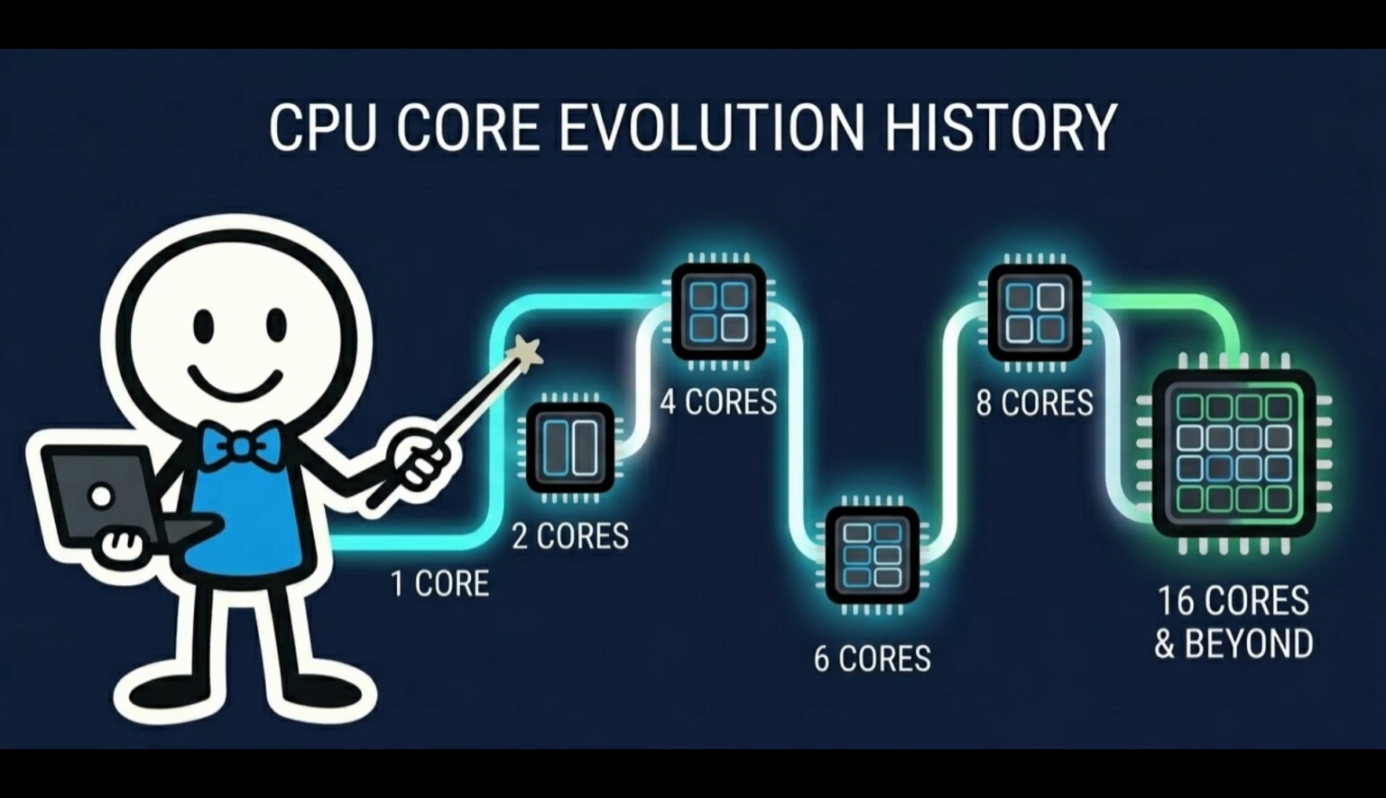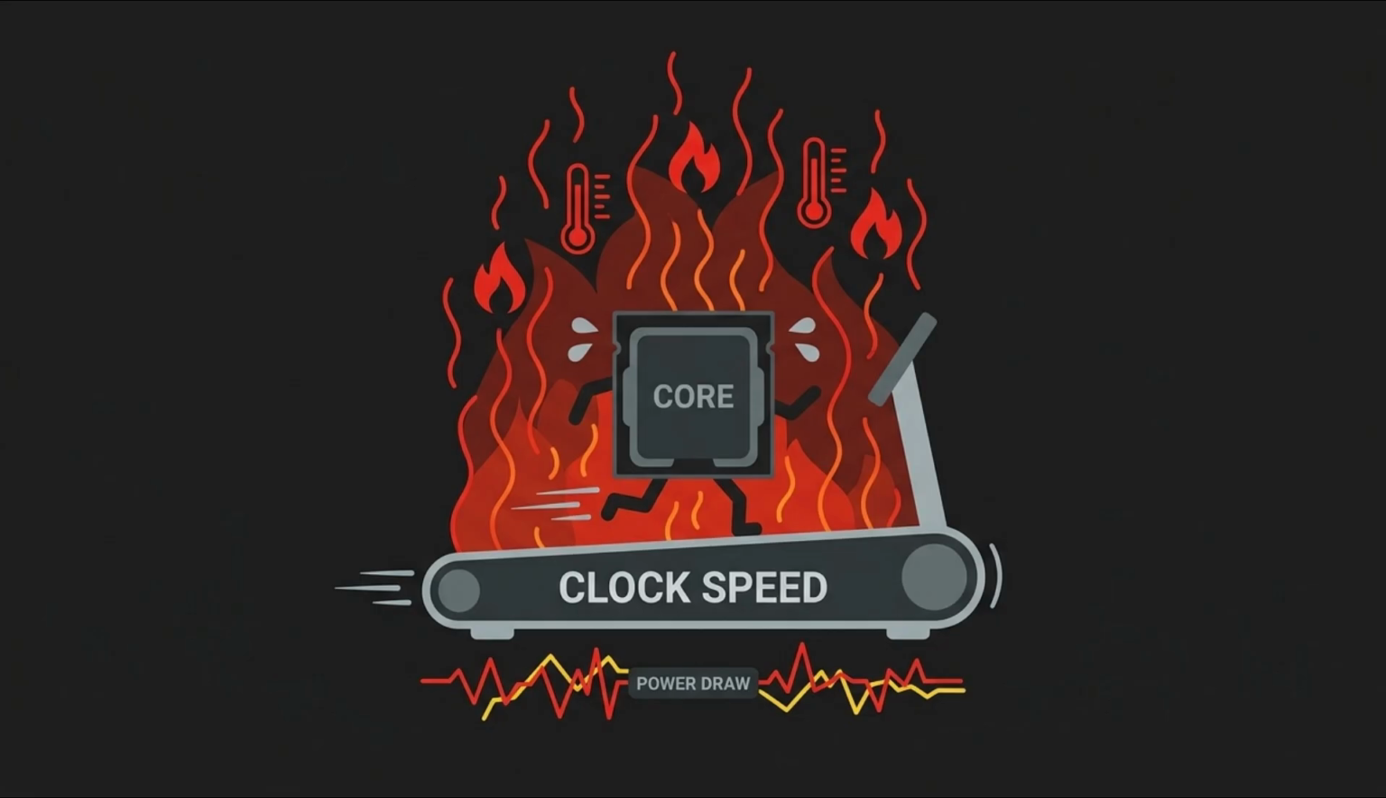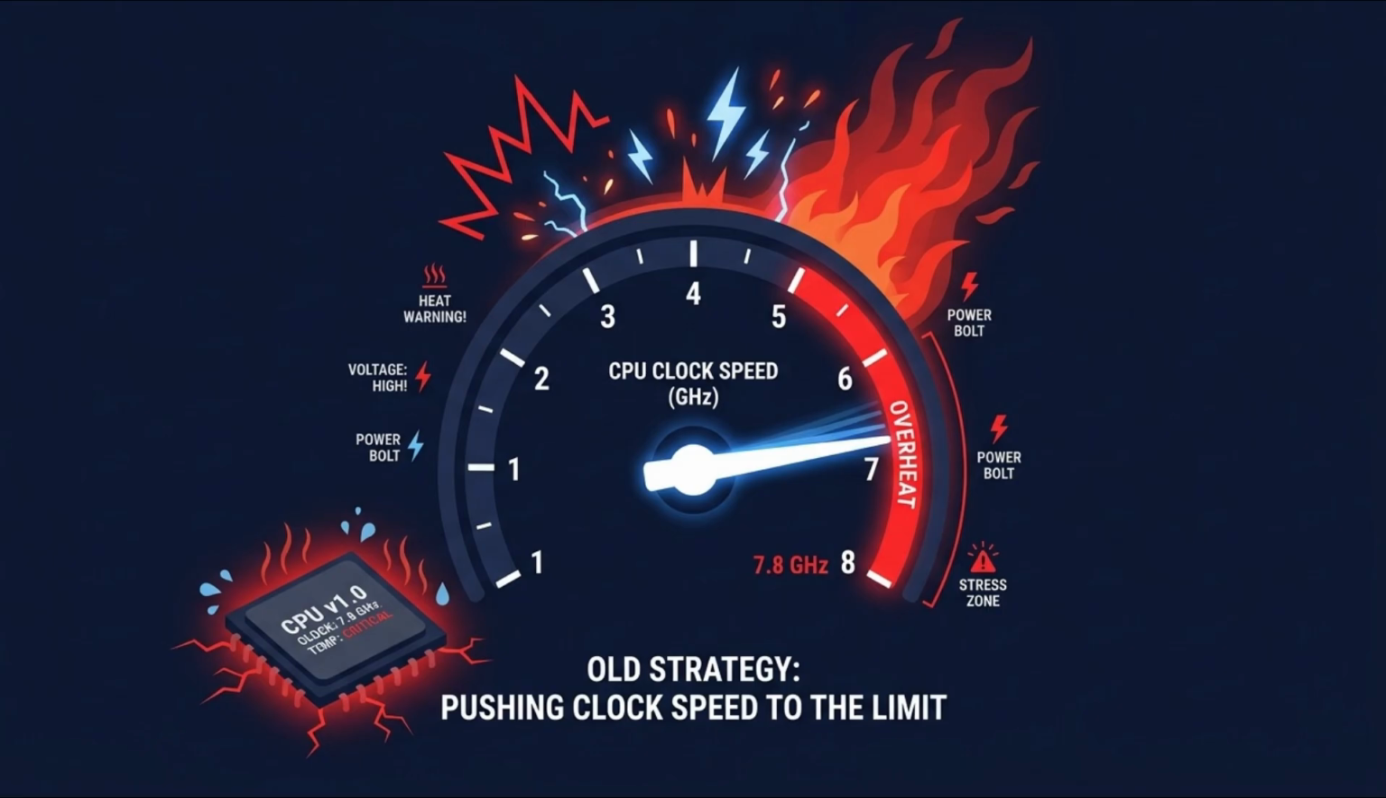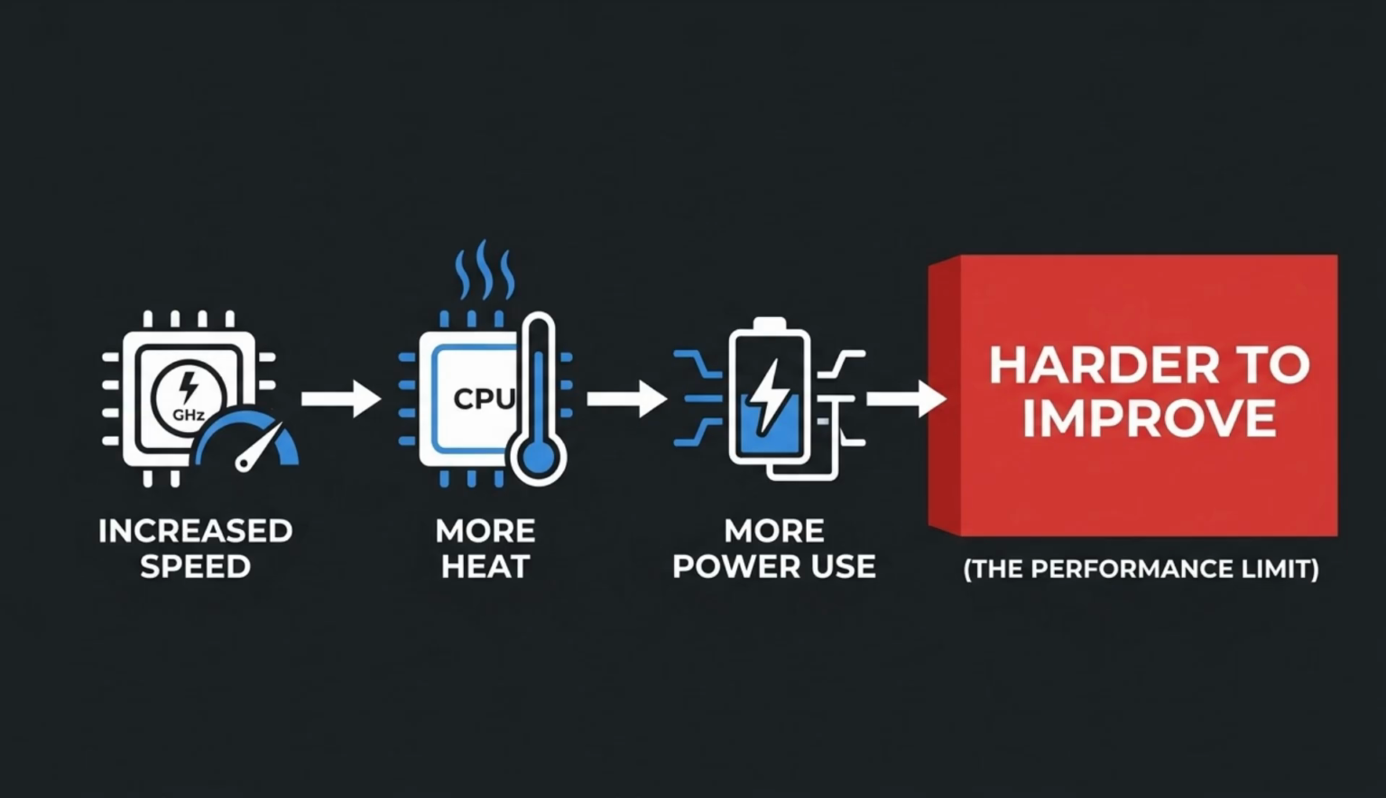CPU cores have changed a lot over time, and the reason is simple. Making one core faster became harder. For years, CPU companies tried to increase performance, mostly by pushing clock speeds higher and higher. But eventually, that created problems. More speed meant more heat. More heat meant more power use. And more power use made it harder to keep improving in the same way. So instead of only making one core faster, CPU designers started adding more cores.